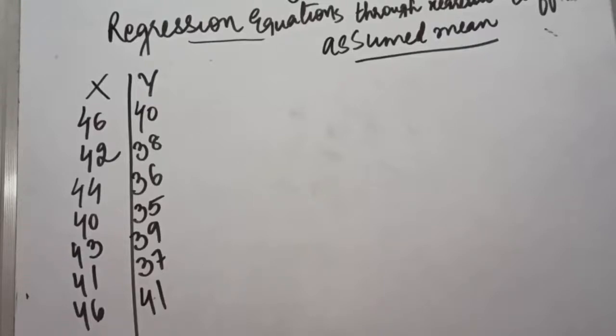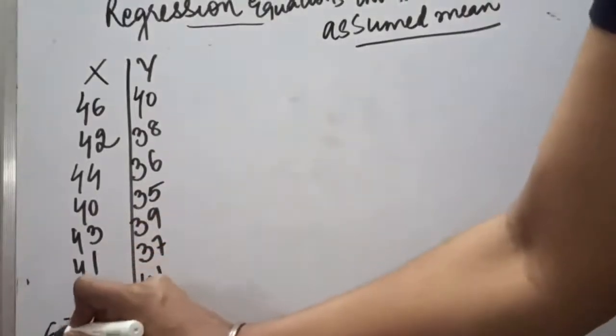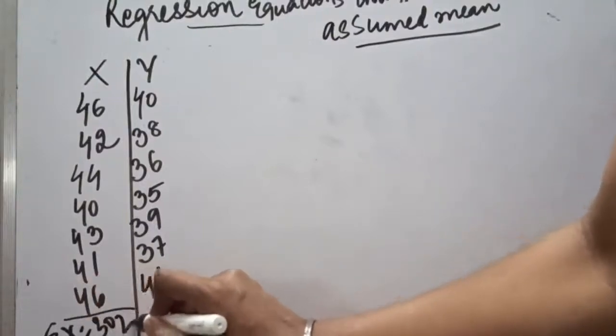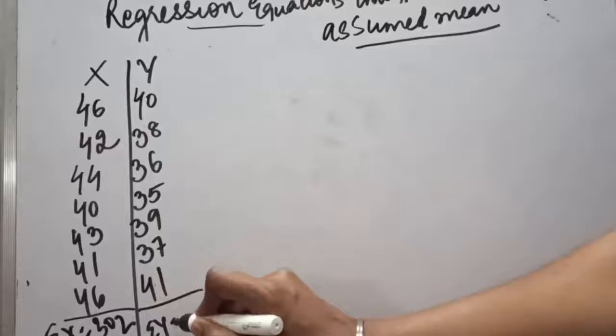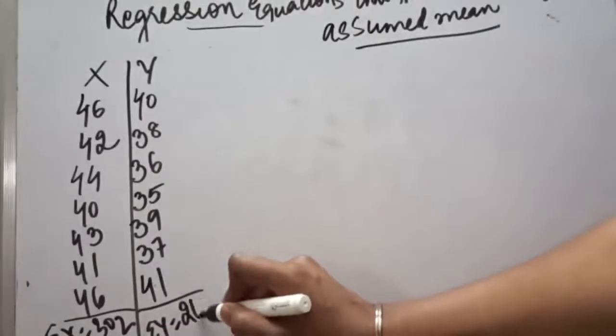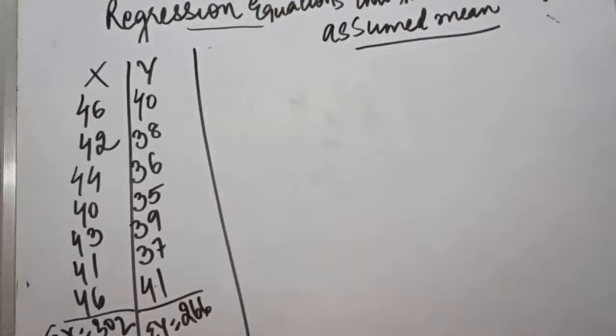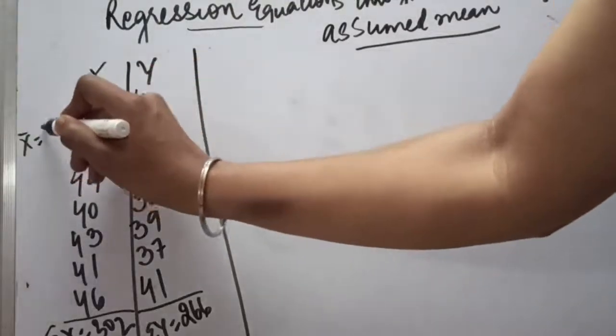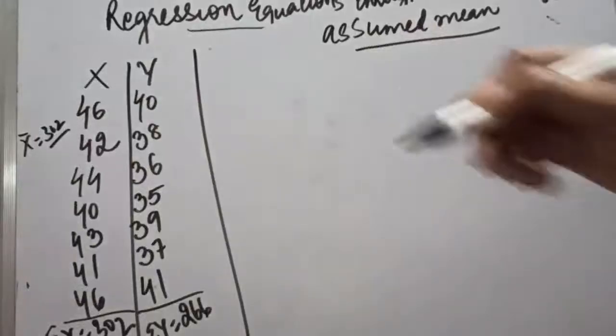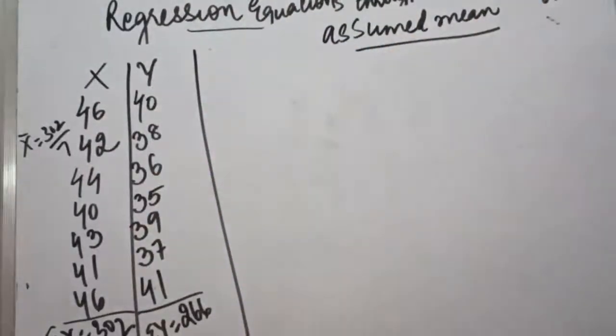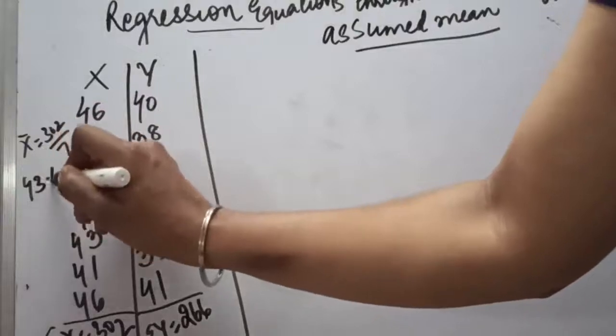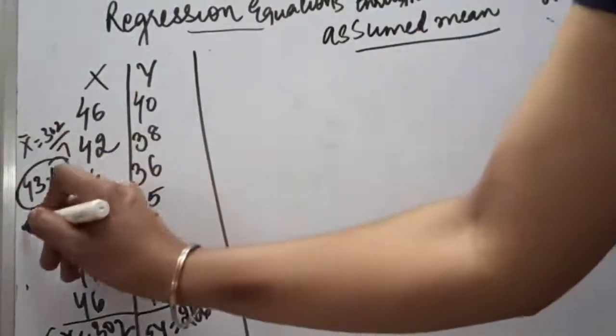One thing we should be clear about is that in every question you will have to calculate the mean, because in the final equations x on y and y on x we will require the mean. So calculation of mean is inevitable. When you add sigma x to calculate the mean, it comes out to be 302, and sigma y comes out to be 266. So x mean is 302 divided by the number of observations, which is 7. So our x mean comes out to be 43.14.